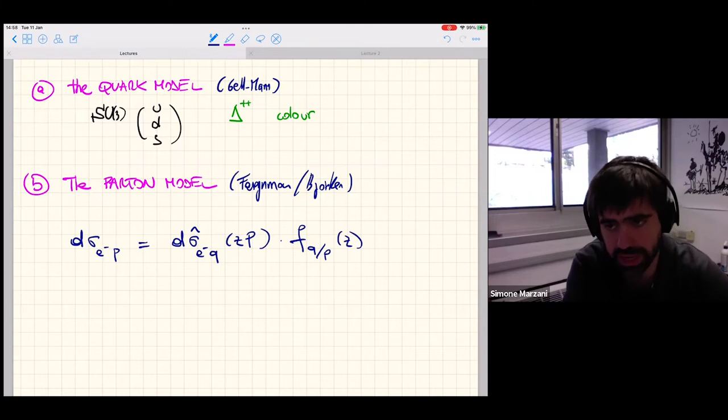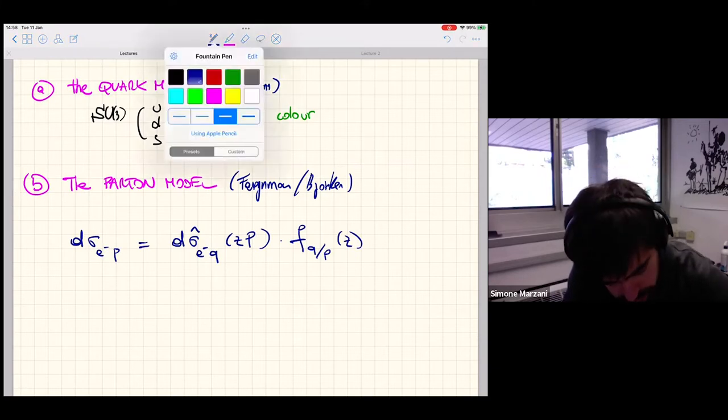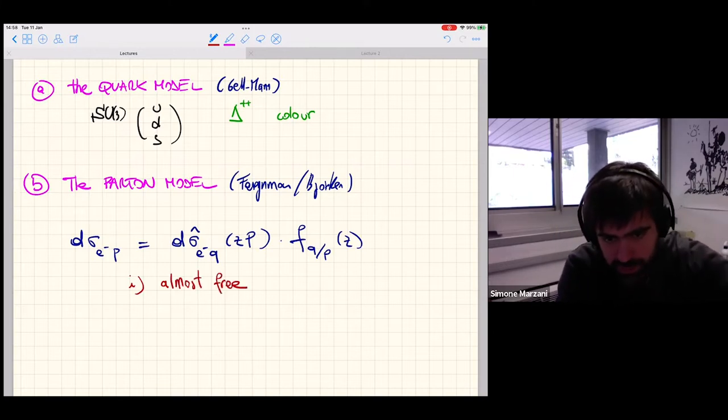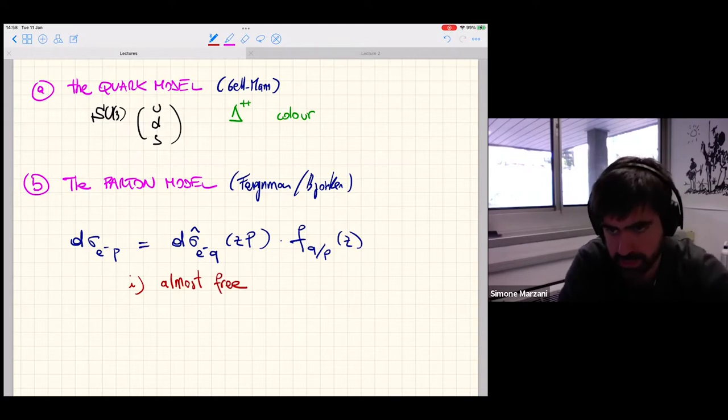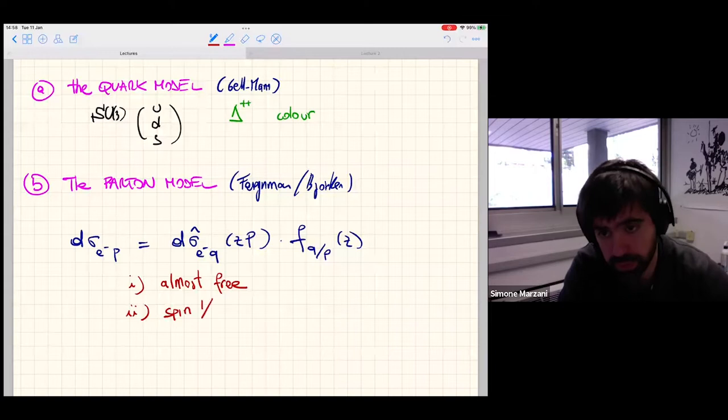These partons have fractional electric charge, and they have two features. One, they are essentially free. They do interact with the photon, but we can treat them as free. And two, their spin is one half.